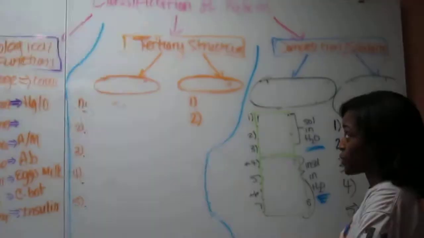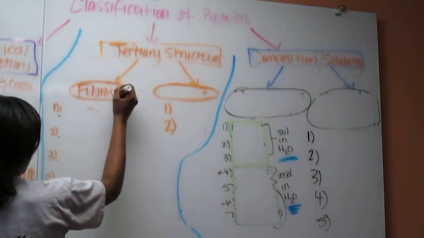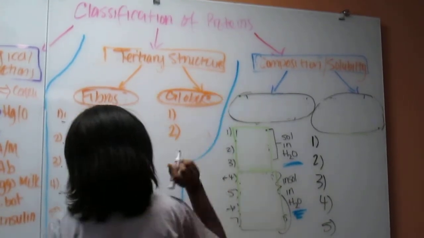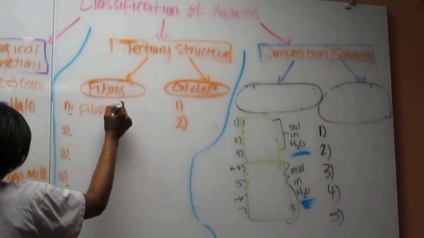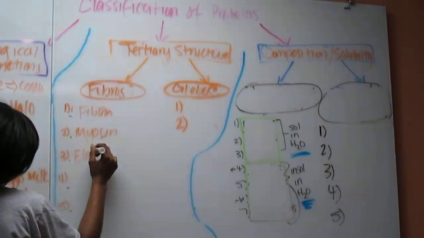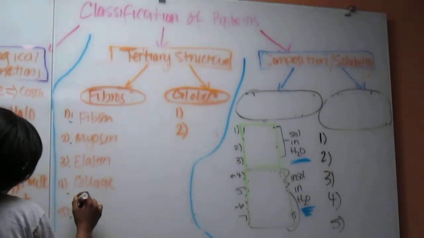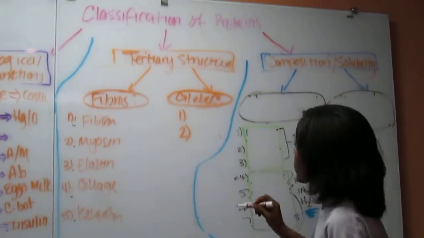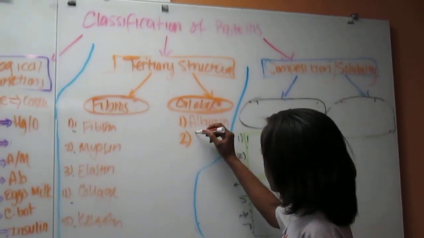The next classification, which is tertiary structure, can be broken down into fibrous or globular. Fibrous includes fibrin, myosin, elastin, collagen, and keratin. Globular includes albumin and globulin.